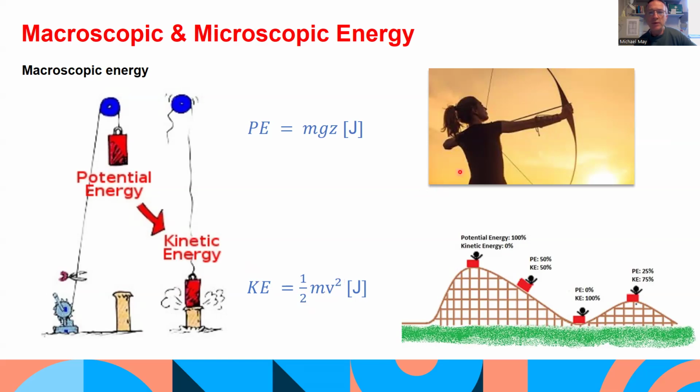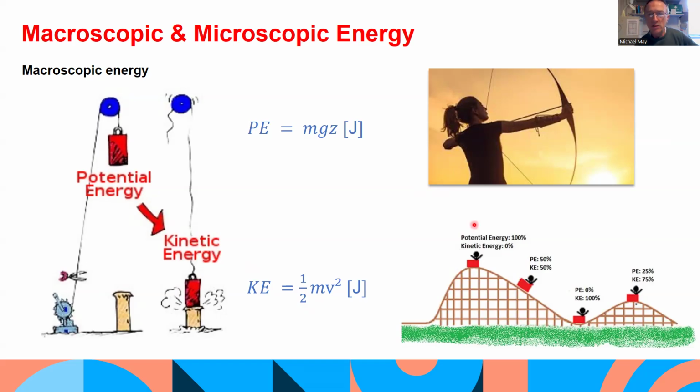Another example would be the bow and arrow. You pull back the bow and arrow, you've got all this elastic potential energy in the bow. And when you release it, it turns that elastic potential energy into kinetic energy by virtue of the movement of the arrow through the sky.